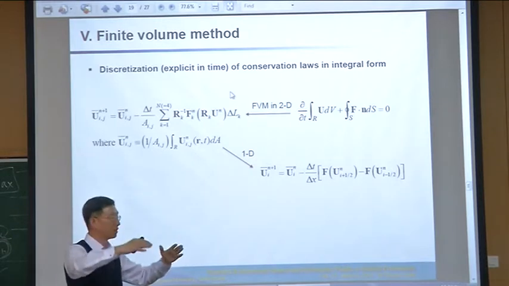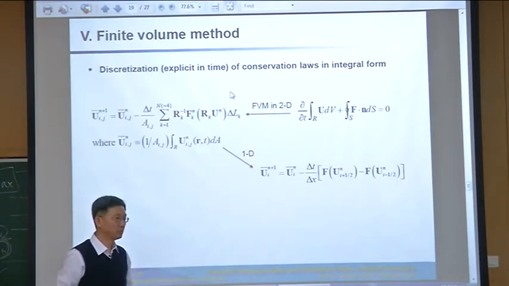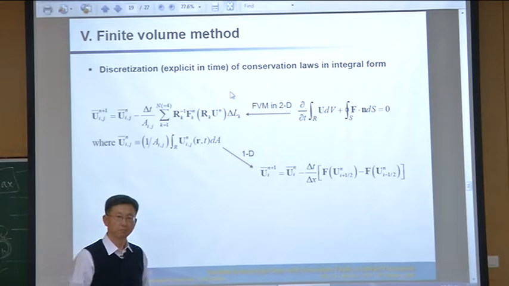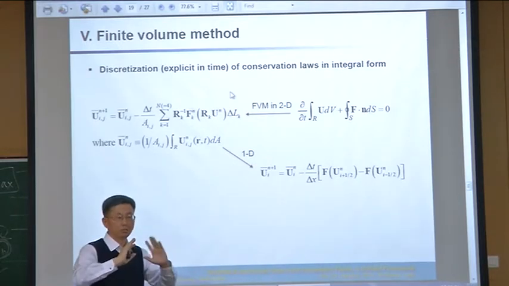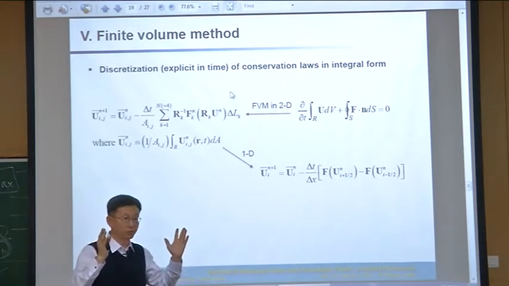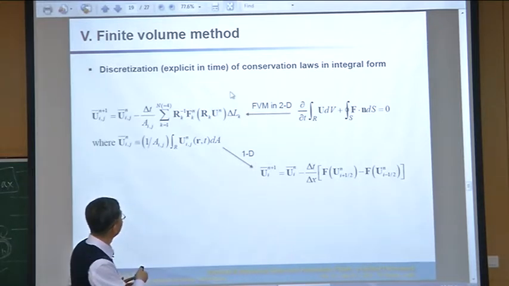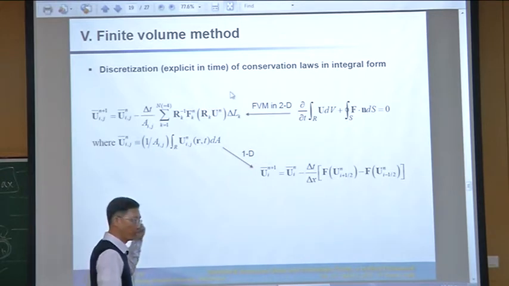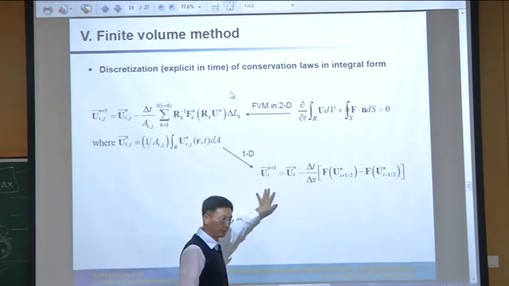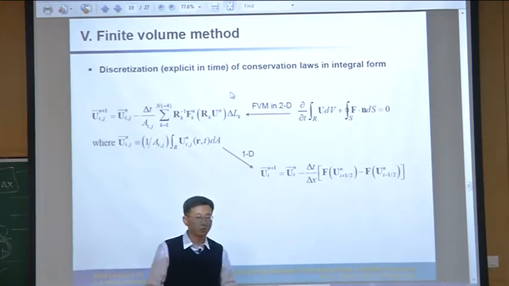In the case of a rectangle, you have four interfaces. That's it. And in the three-dimensional case, you have faces. Sometimes you have a cube, so you have six. So the sum should be over six faces. This is the simplest scheme you can have, because it's based on conservation laws.